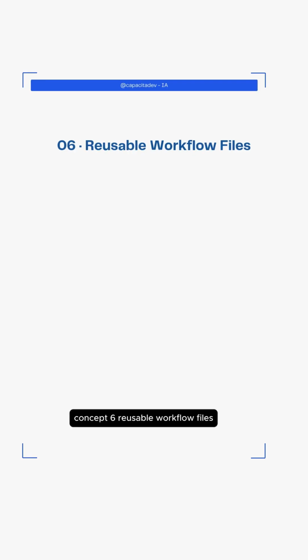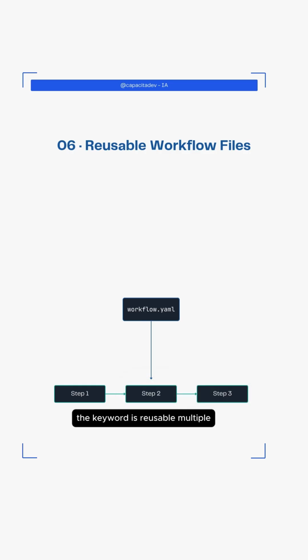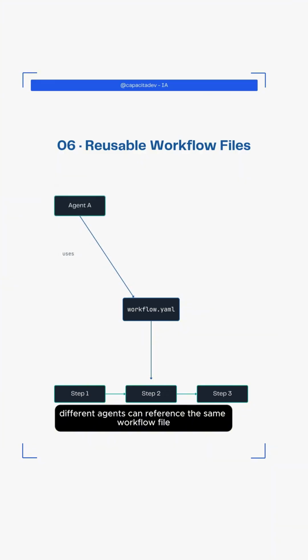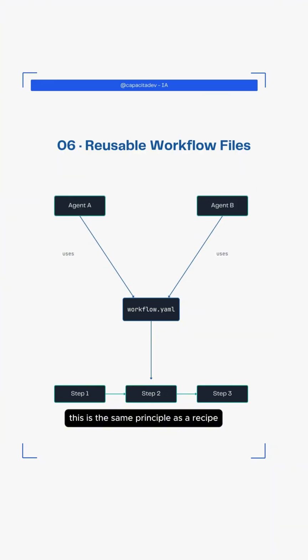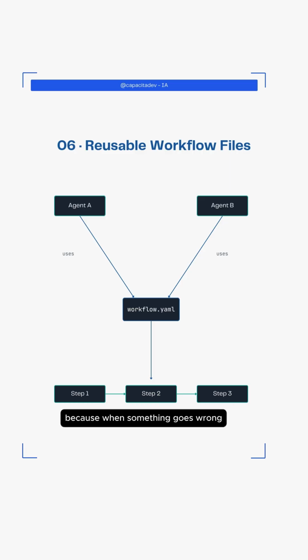Concept 6. Reusable workflow files. A workflow file defines a sequence of steps, a process, that an agent can follow. The key word is reusable. Multiple different agents can reference the same workflow file to execute the same process. This is the same principle as a recipe. Different chefs, same recipe, consistent result. Reusable workflow files let you compose complex agent behavior from simple, tested building blocks. They also make debugging easier, because when something goes wrong, you trace it to a specific step in the file, not to scattered logic across the codebase.